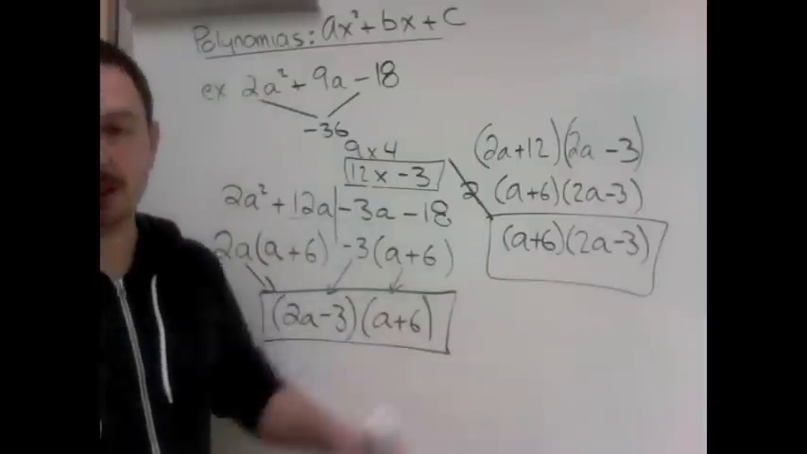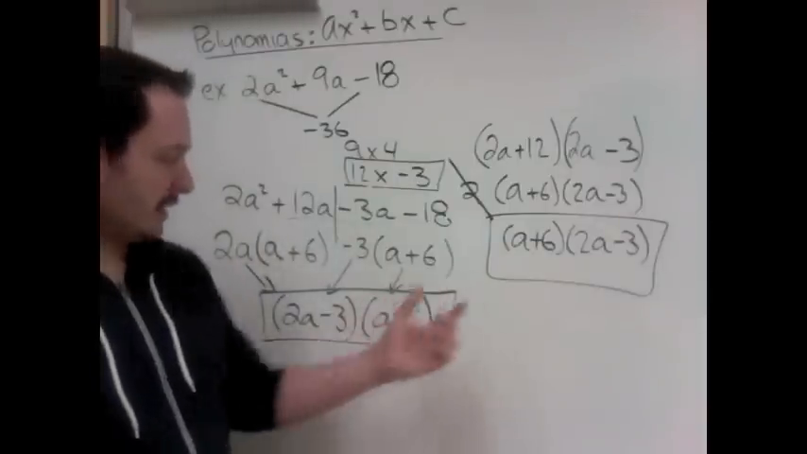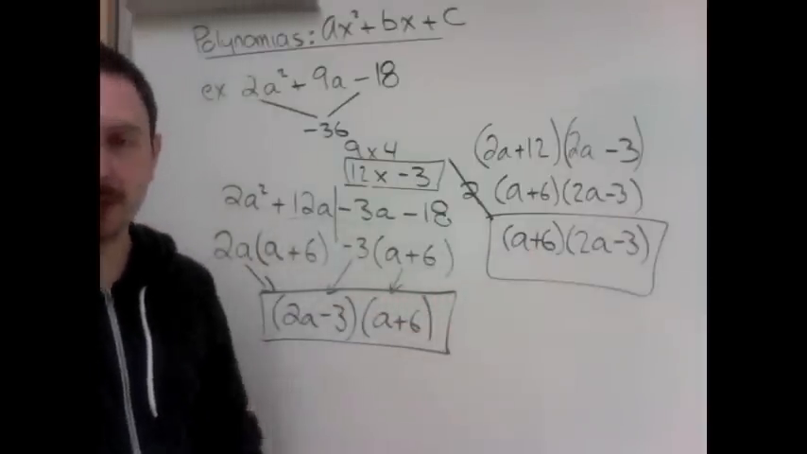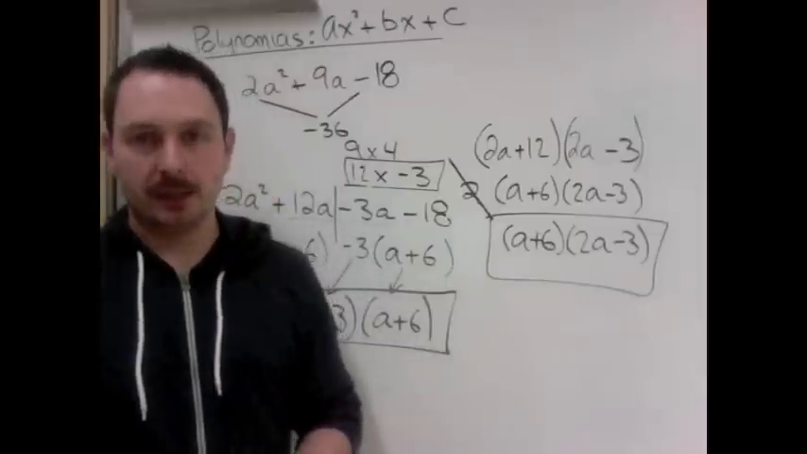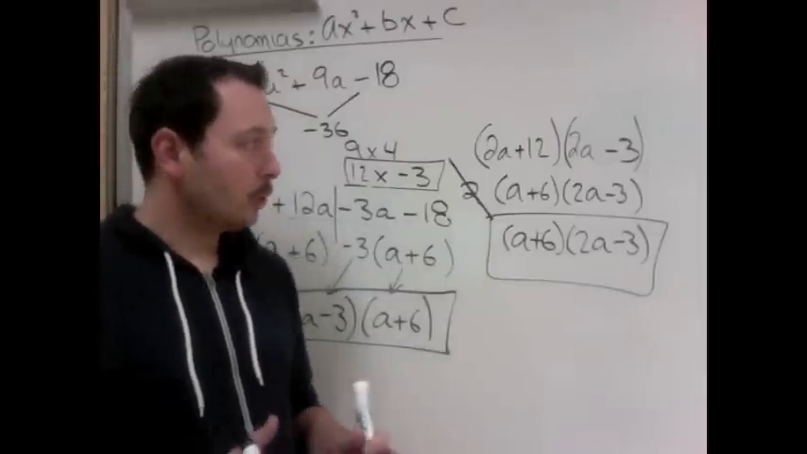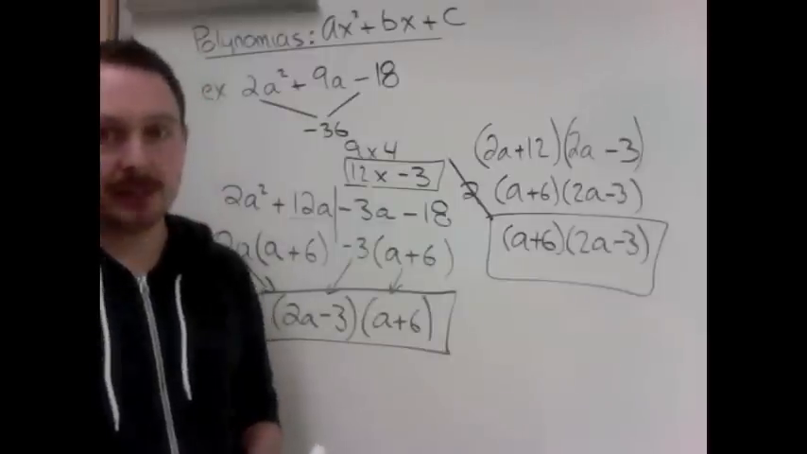And these are the same answer. They're, I guess, in a different order, but if you think of something simple, 2 times 4 is 8, 4 times 2 is 8. When you multiply, the order doesn't matter.